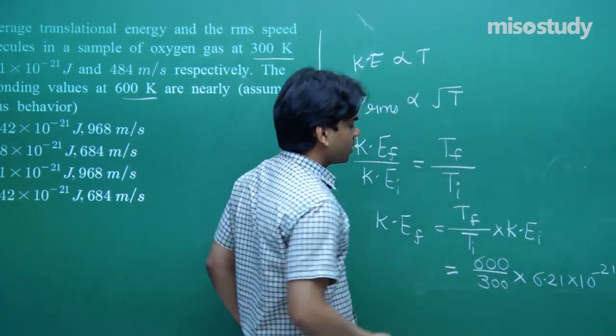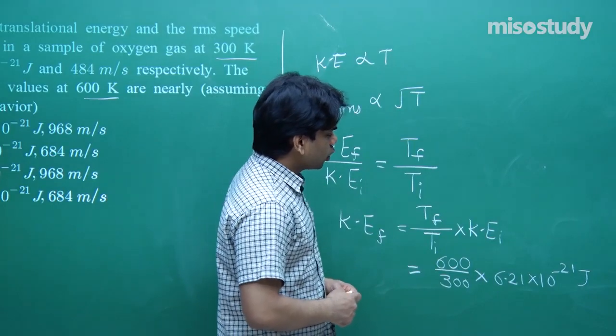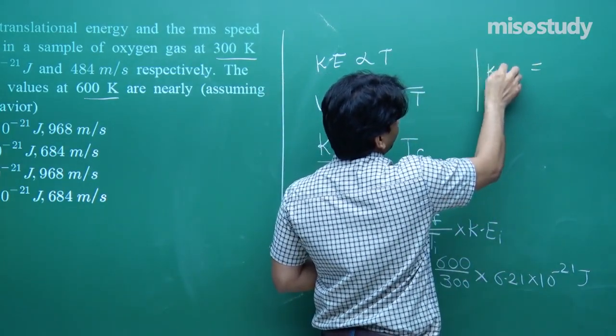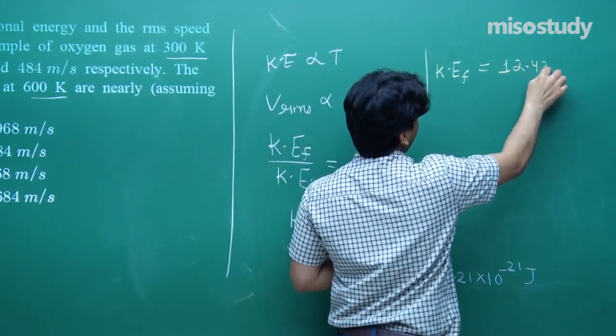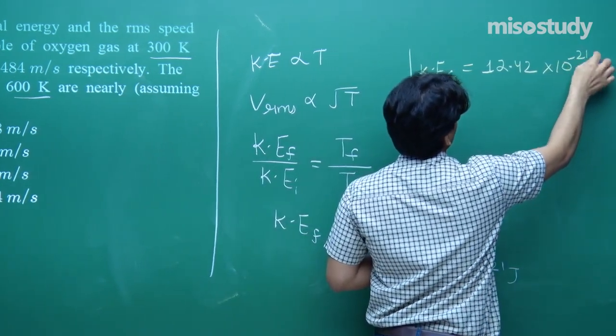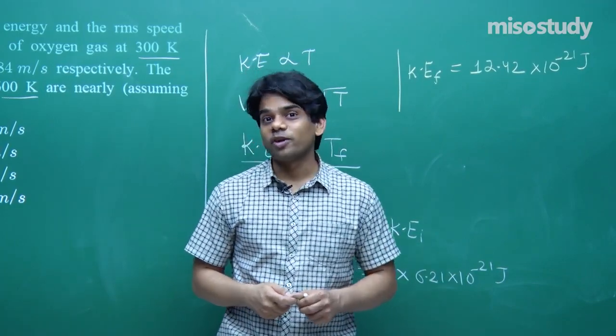This is what has been given. Clearly you can see this, just twice the initial kinetic energy will be the answer. It will be 12.42. The final kinetic energy will turn out to be 12.42 × 10 to the power minus 21 joules. This is what you will be obtaining for the final value of kinetic energy.